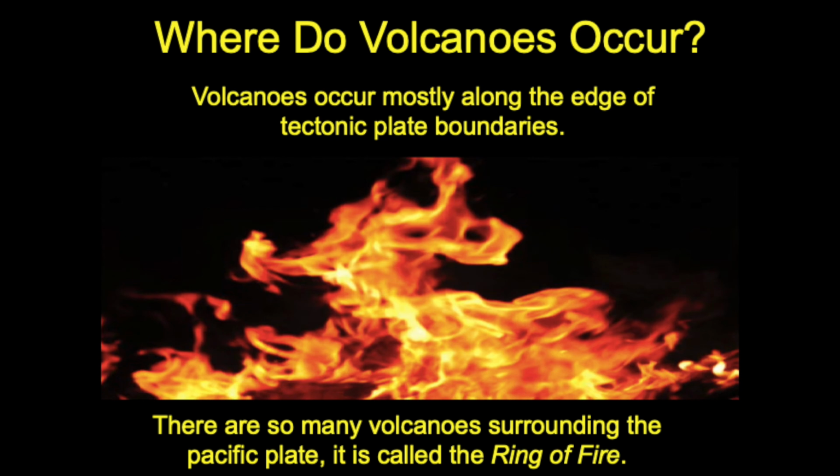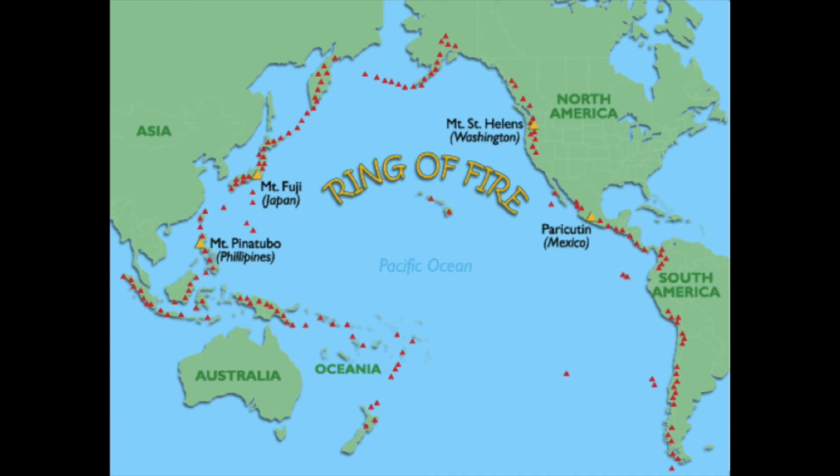And you might be asking yourself, where do volcanoes occur? Well, volcanoes occur mostly along the edge of tectonic plate boundaries. And there are many volcanoes surrounding the Pacific Plate, and this is known as the Ring of Fire. As you can see, the Ring of Fire is exactly what it sounds like. It is a ring made up of volcanic activity, straight down the west coast of North America, the west coast of South America, and making your way back around Australia and Asia.